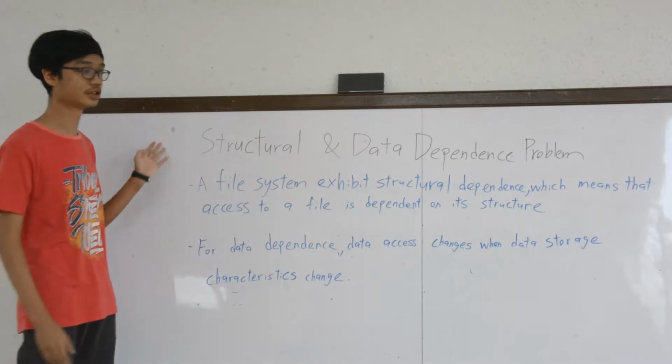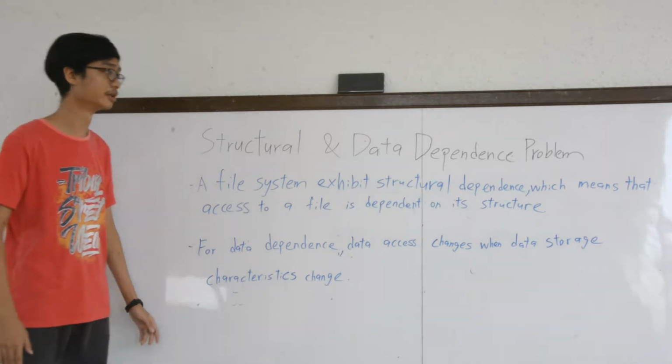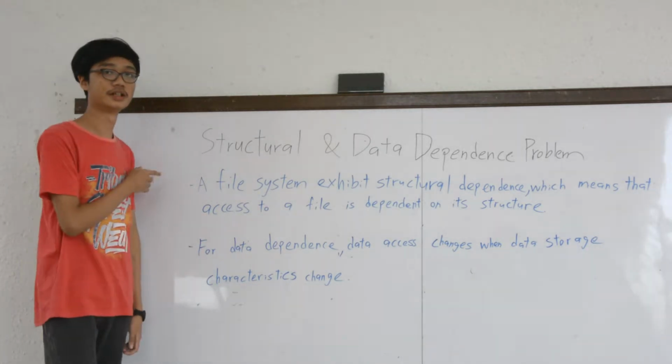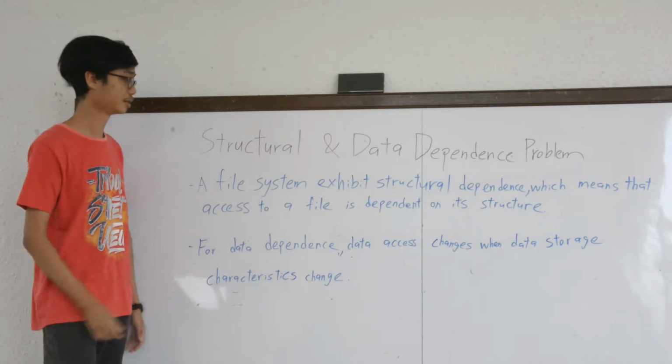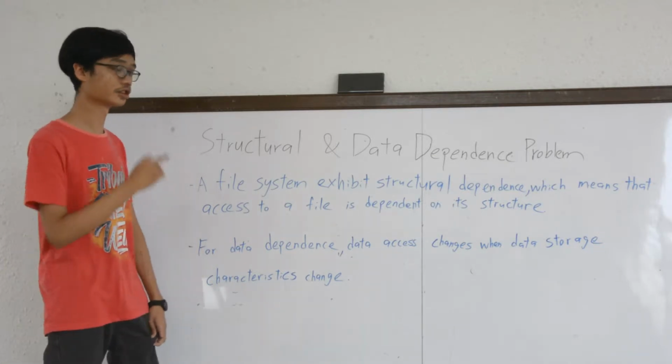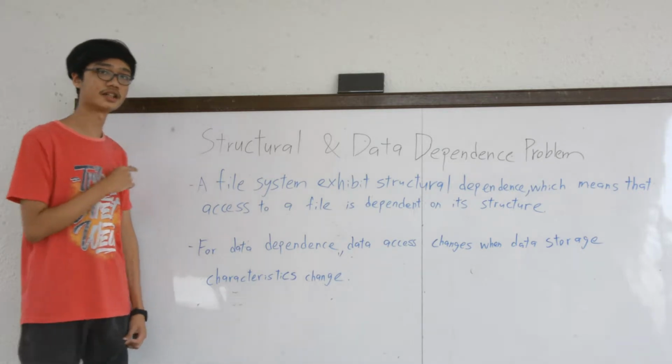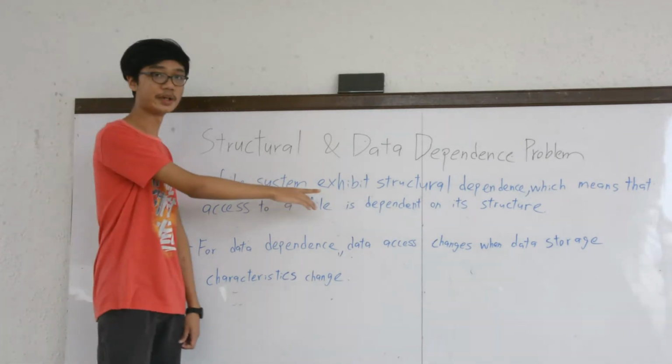First, we'll talk about the structure and data dependence problem. First, for the structural dependence. A file system exhibits a structural dependence, which means that access to a file is dependent on its own structure.